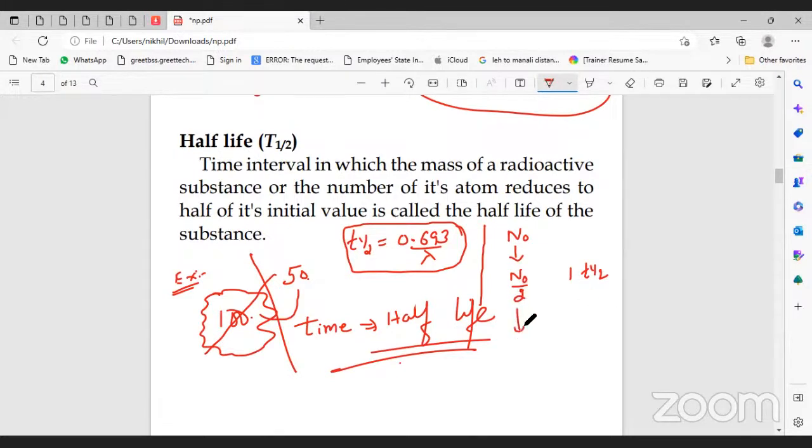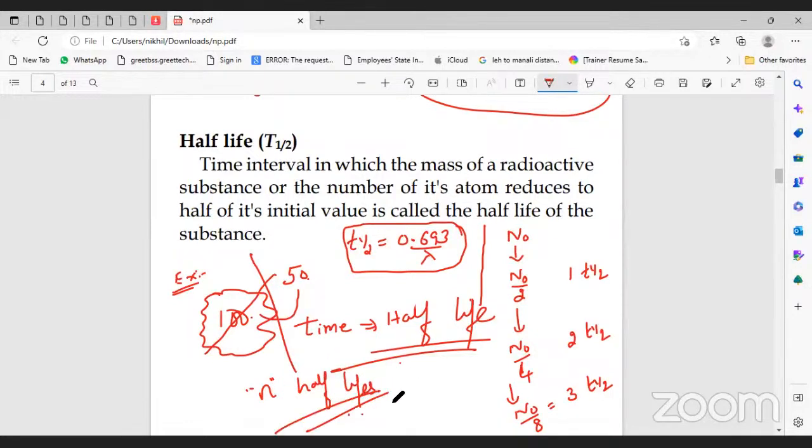If I take one more half-life, N naught by 4, it will be 2 half-lives. If I take one more half-life, it will be 3 half-lives. So in general, if n half-lives have taken place, after n number of half-lives, the number of atoms will become 1 by 2 power n into N naught. Because this can be taken as 2 squared, this can be taken as 2 cube. After 2 half-lives, 2 squared. After 3 half-lives, 2 cube.